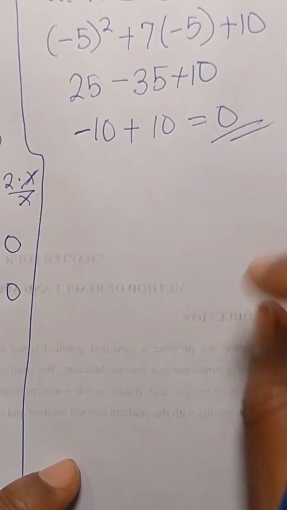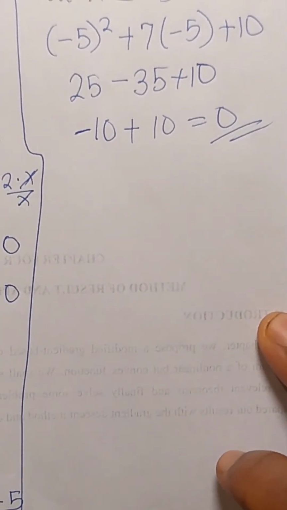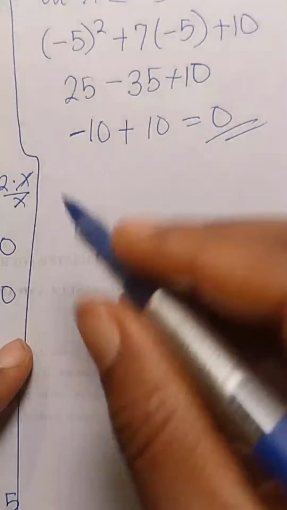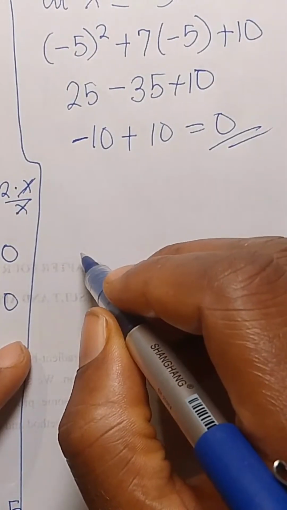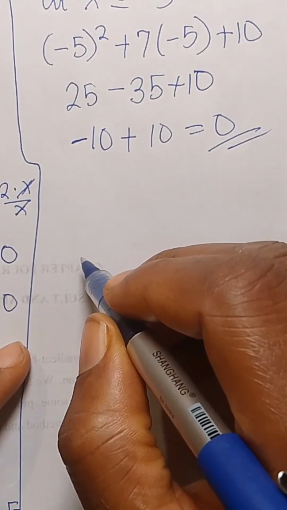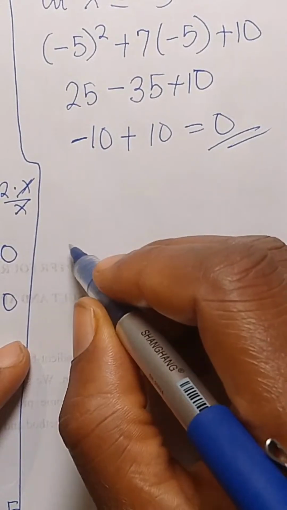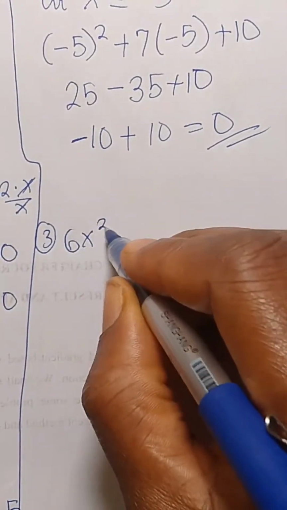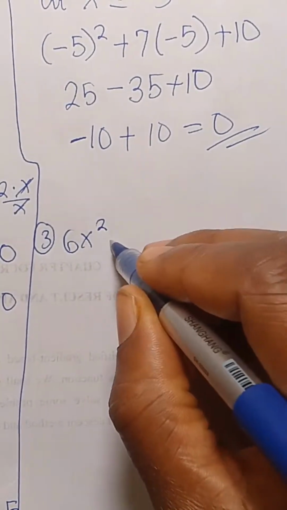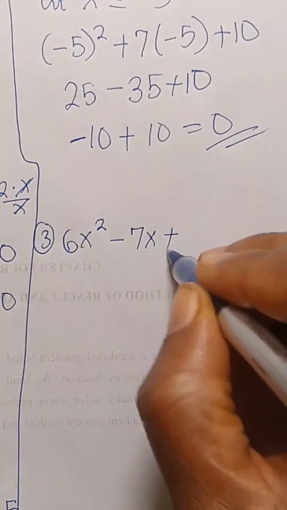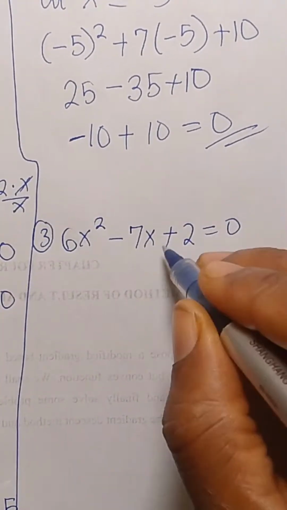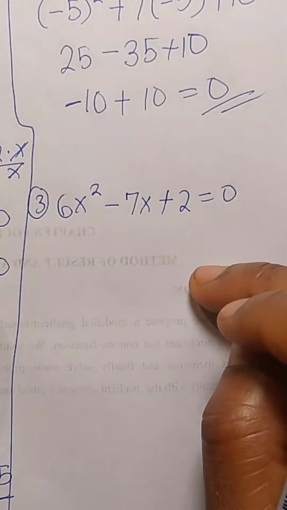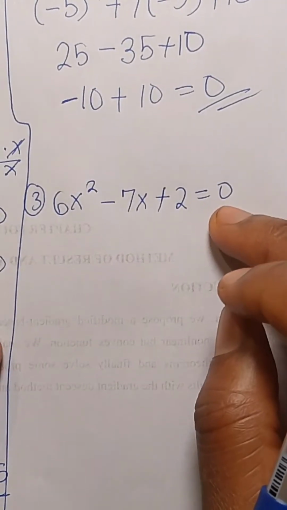Now we are going to solve another one. We are going to solve 6x squared minus 7x plus 2 equal to 0. This is question example 3. All right. So we want to solve this for x.